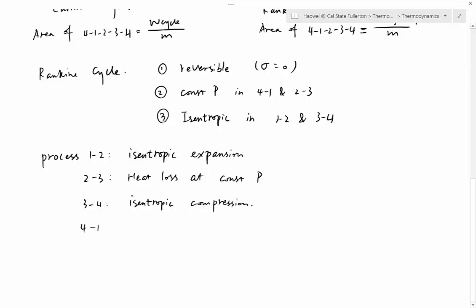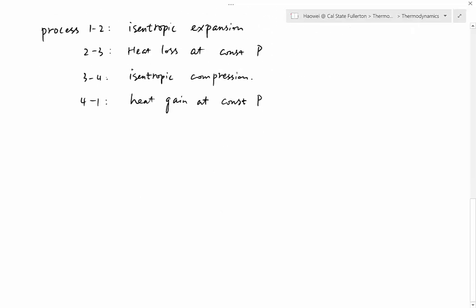And then 3 to 1 is the boiler. That's where you gain heat. So this is a heat gain process at another constant pressure. So now let's talk about each one of them. Let's start from 1 to 2.